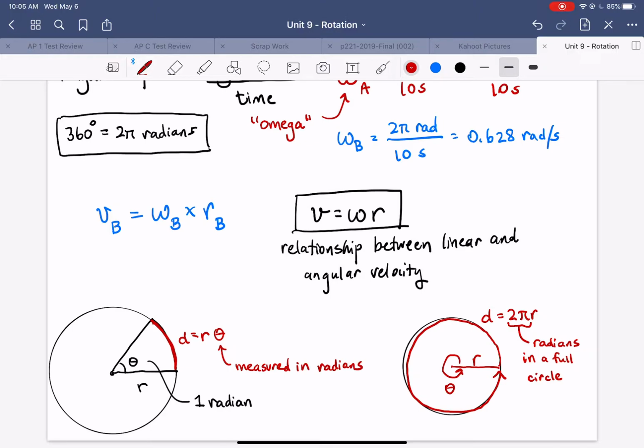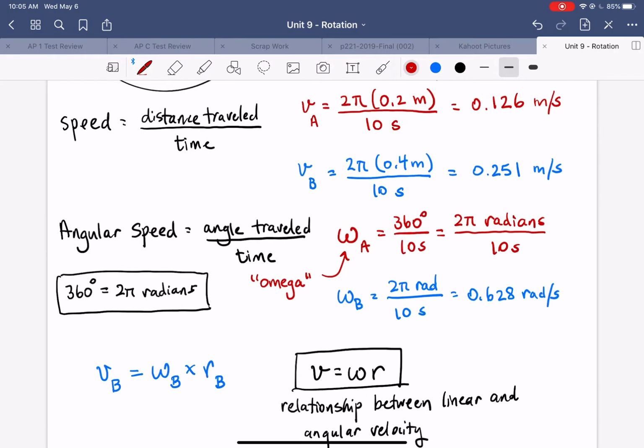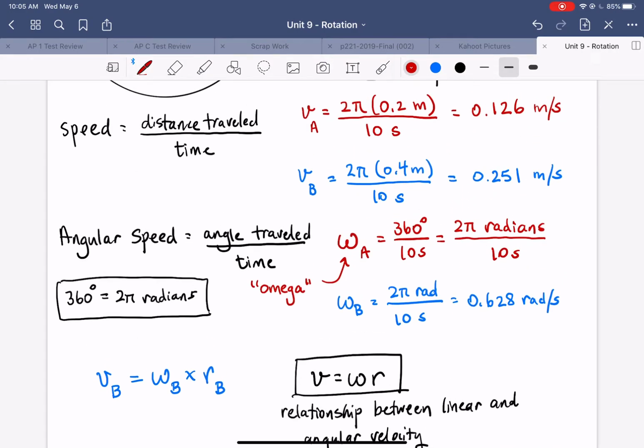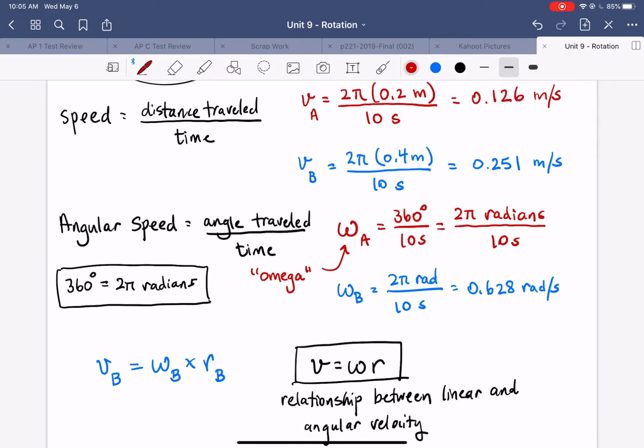All right, so those are the main take-home parts of this video. Be familiar with these two types of speed, linear speed and angular speed. Know the relationship between those, which is boxed down here, v equals omega times r. And then just, if you're not already, be familiar with what a radian is and how many radians are in a full circle.